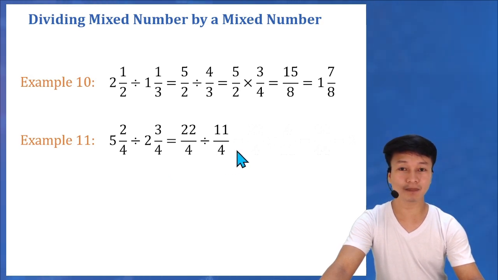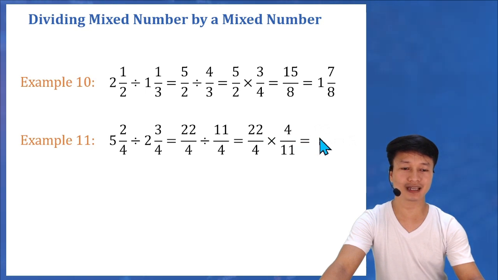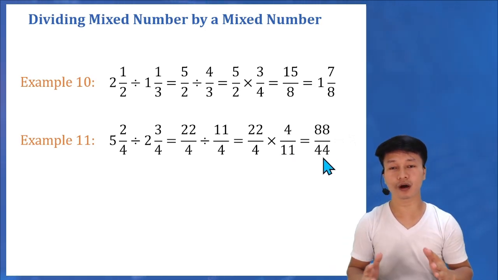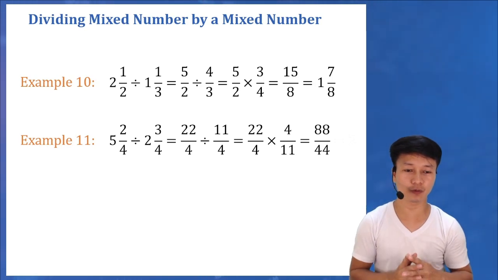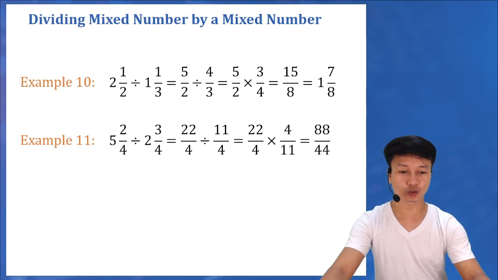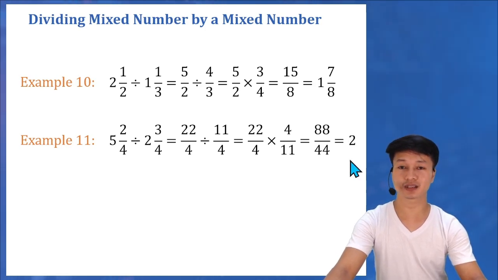And we can now multiply them after taking the reciprocal of the second fraction. So just copy the first fraction, 22 over 4, times the reciprocal of 11 over 4, which is 4 over 11. And then proceed now to multiplication. 22 times 4 gives us 88 over 4 times 11 is 44. And when you are going to divide 88 by 44, the quotient is 2. So the final answer is 2. Ganun lang kadali yon. Okay?